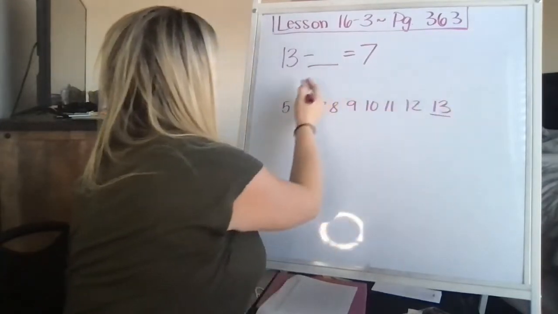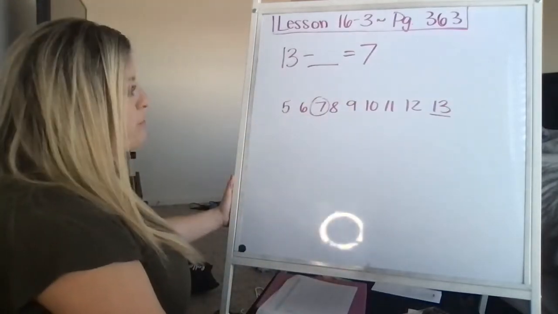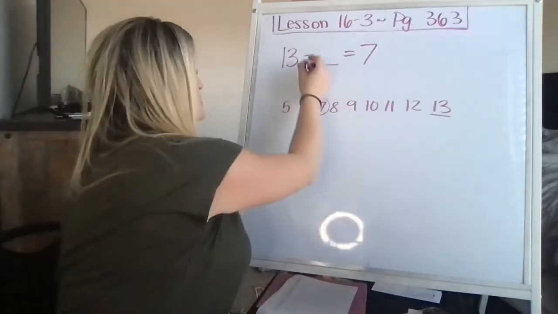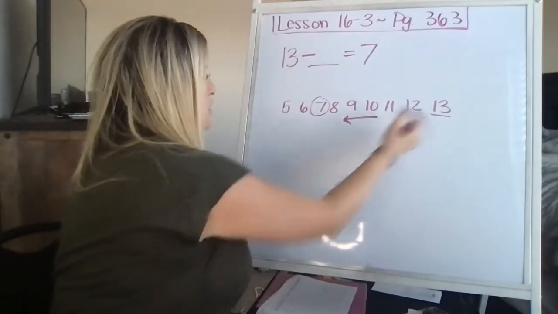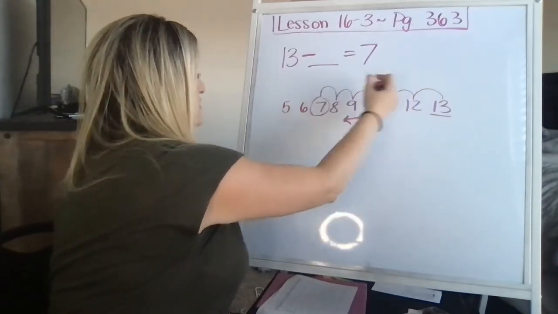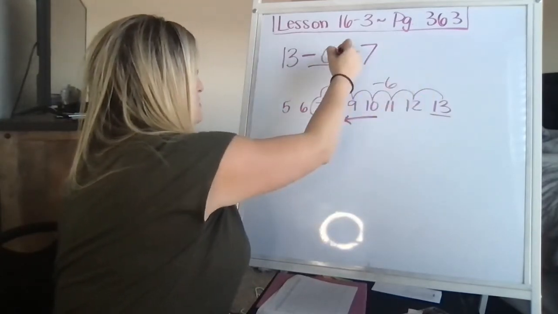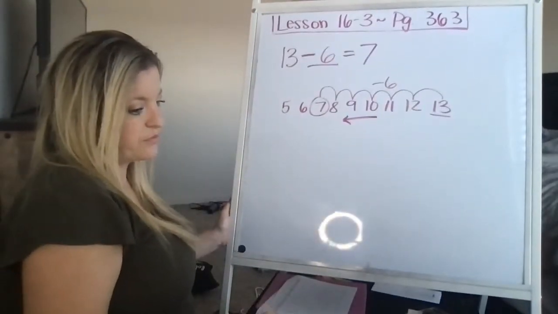And we're going to jump back. We don't know how many spots, but we're going to land on 7. Okay, and because we're subtracting, we're moving this way. Numbers are getting smaller. 1, 2, 3, 4, 5, 6, minus 6. So 13 minus 6 equals 7.